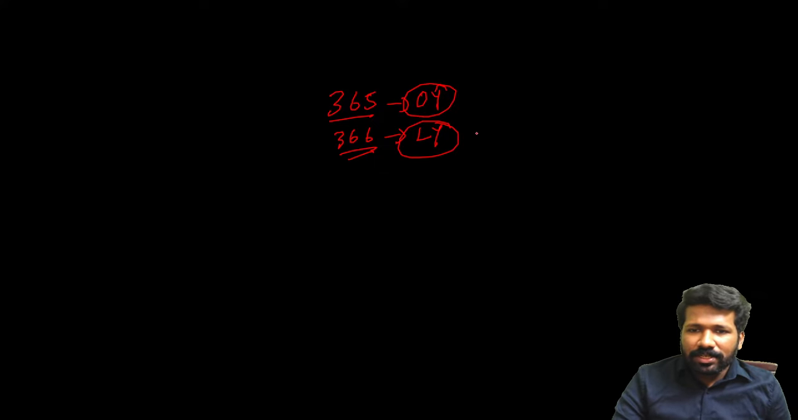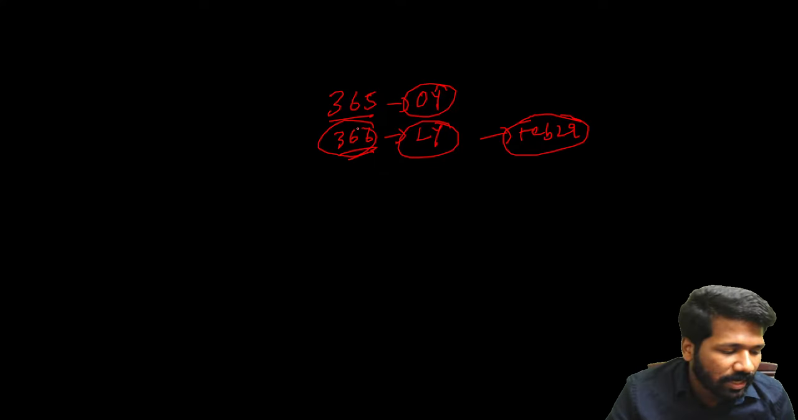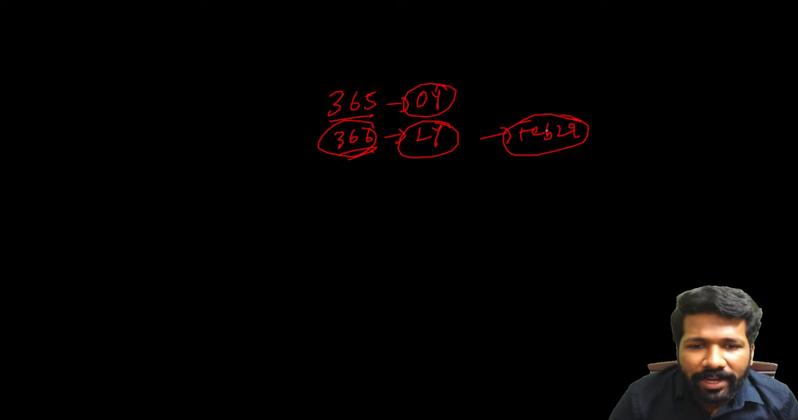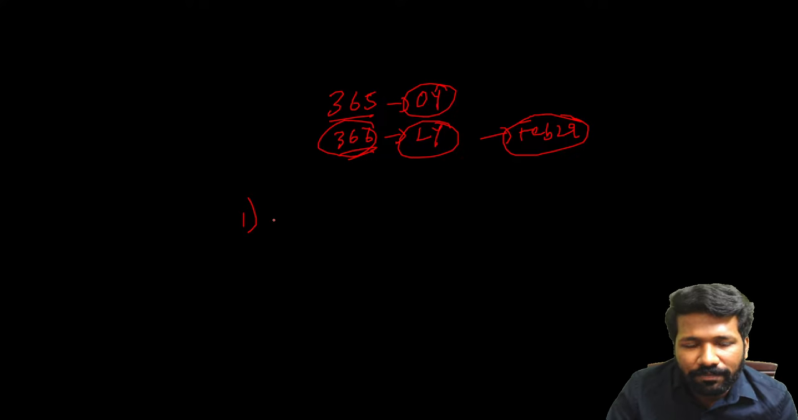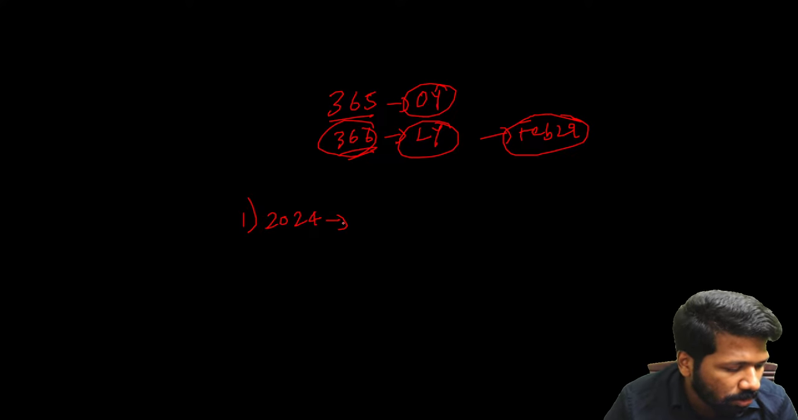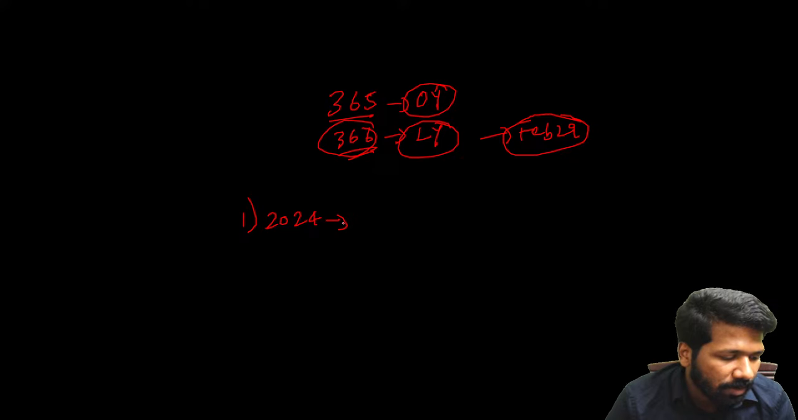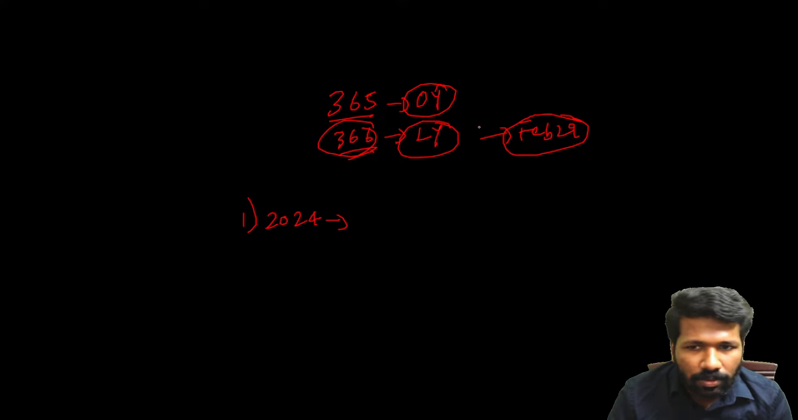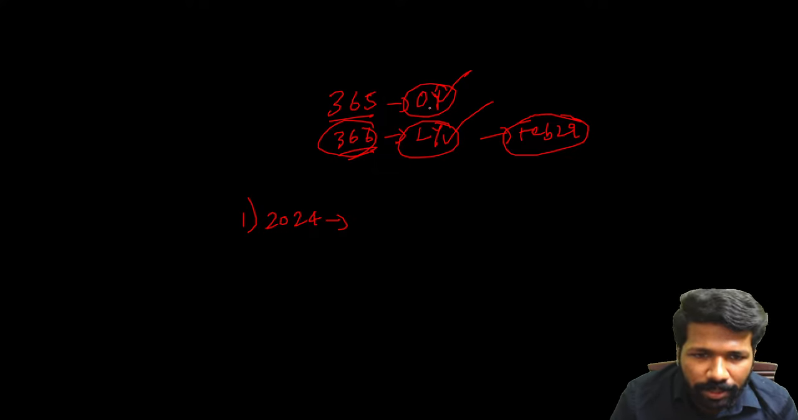In a leap year it is 366, and you know that it is February 29, that is the one extra day, called February 29. But how to identify a given year as a leap year? Let me ask you the question first: can you say whether 2024 is a leap year or not? Just mention OY or LY, ordinary year or leap year.